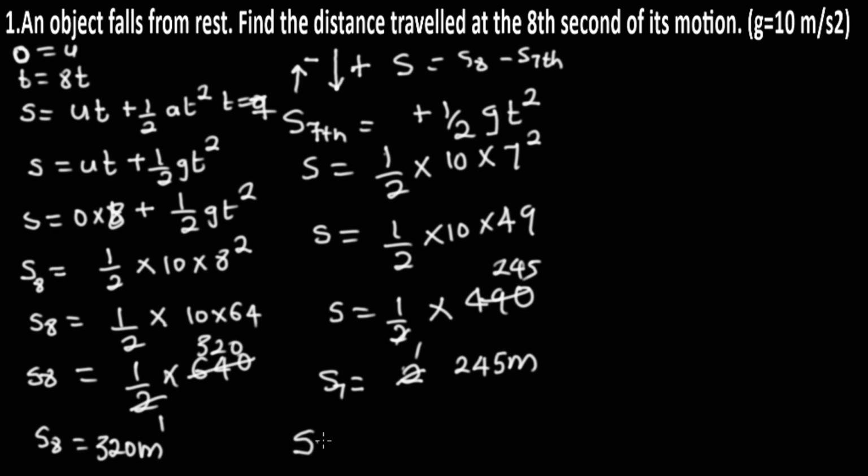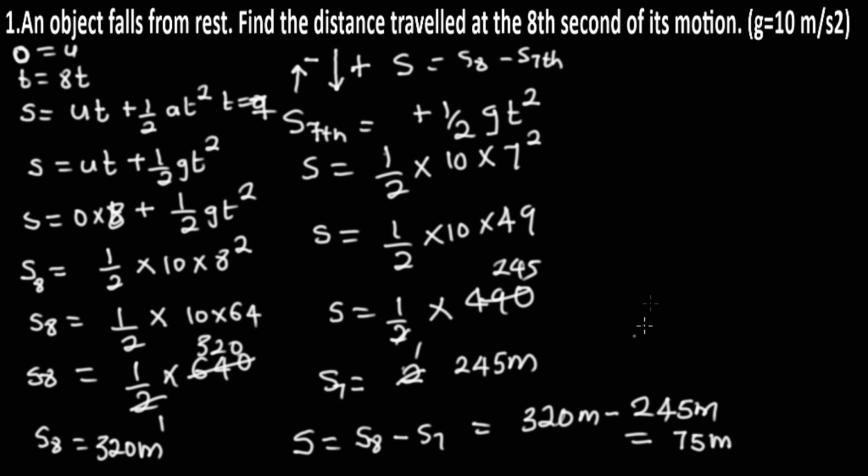So from the formula, s is equals to s8 minus s7. We now see 320 meters minus 245 meters, which is going to end up and give us 75 meter. So I hope when you have a question like this, you should not be confused. Let's look at another example.